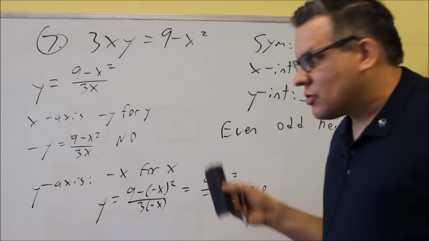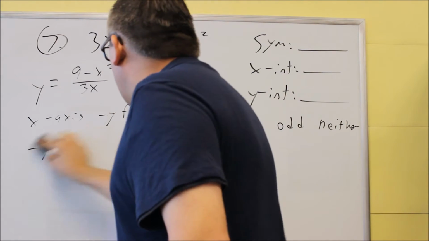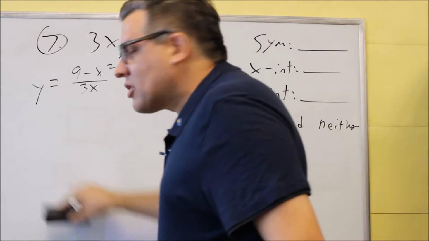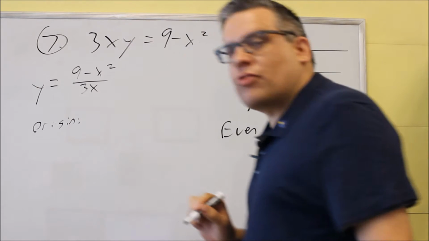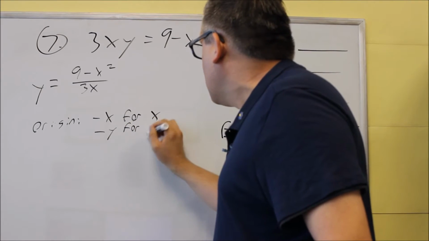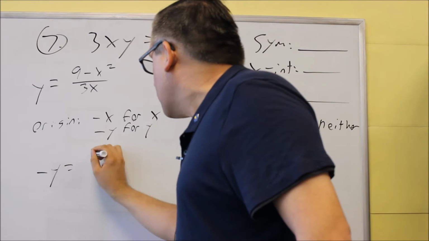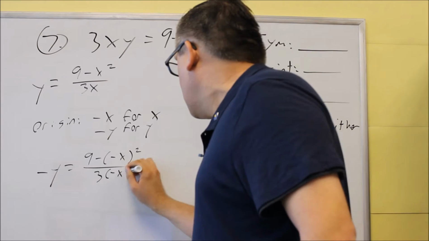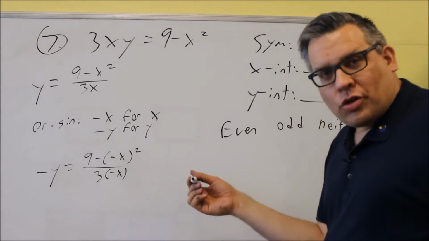So I'm going to do the origin. So hopefully you have all this. I'm going to erase this here. So the last one that we're going to look at is origin symmetry. So we did x-axis, y-axis, so now we're going to do origin symmetry. And so for origin symmetry, you do negative x for x and negative y for y. We'll put that into this one. So we have negative y equals, we put negative x in on this side. Okay, so you put negatives in for both. And again, we're going to simplify it.